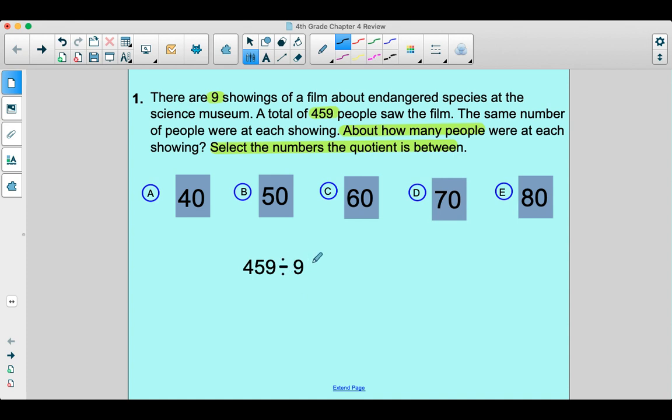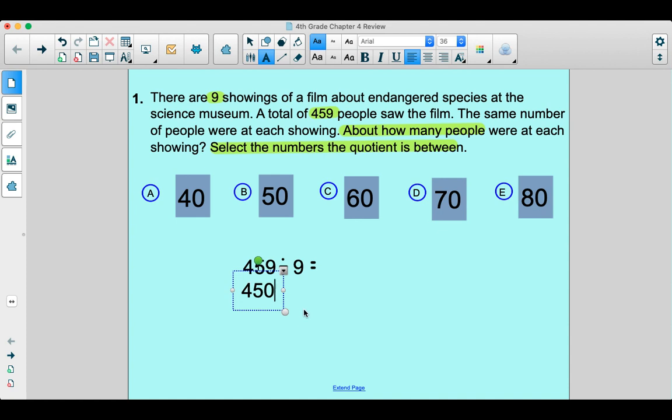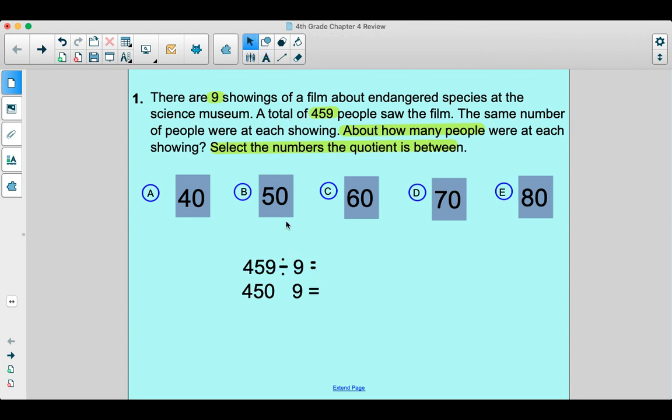Okay, so let's think about this. I could round this 459 to 500 and then divide it by 9, but that's not really that friendly because 500 divided by 9 is not really that friendly. But I know that 450 divided by 9 might be a little bit easier for me to do because I know 45 divided by 9 is a fact that I know. So I could round this to 450 and then divide it by 9, and then that would help me see what the answer might be.